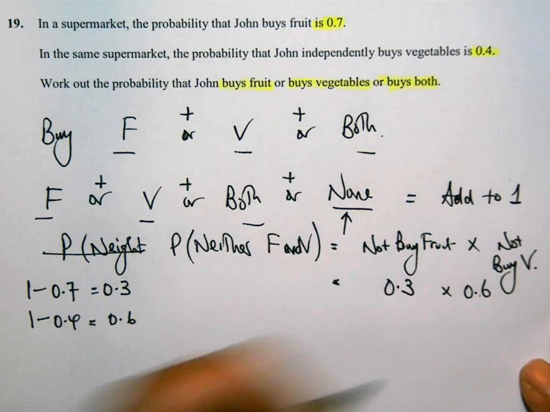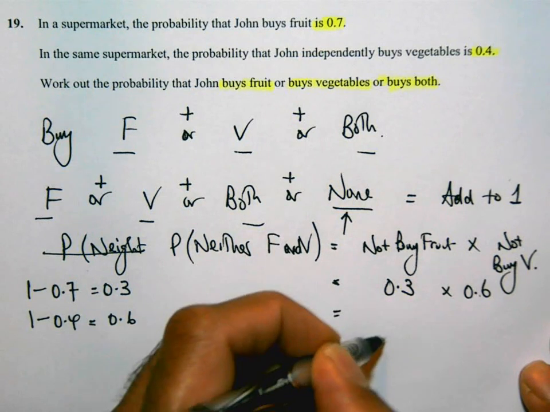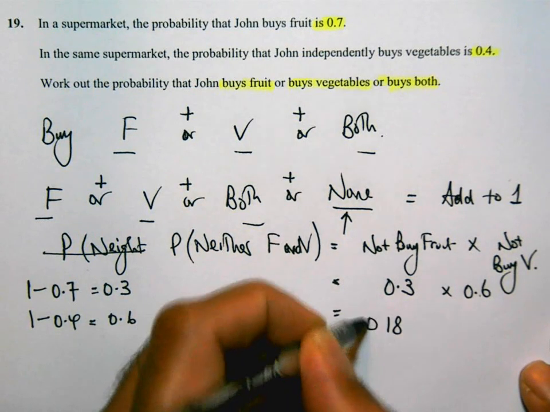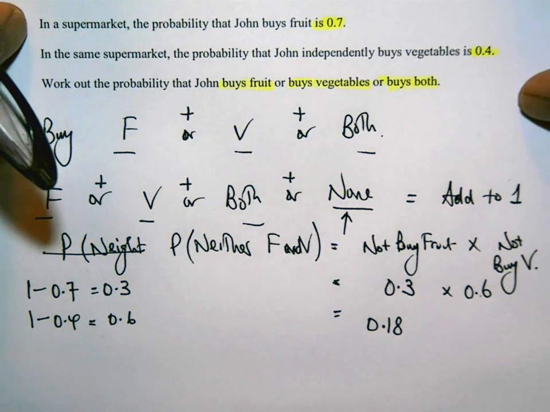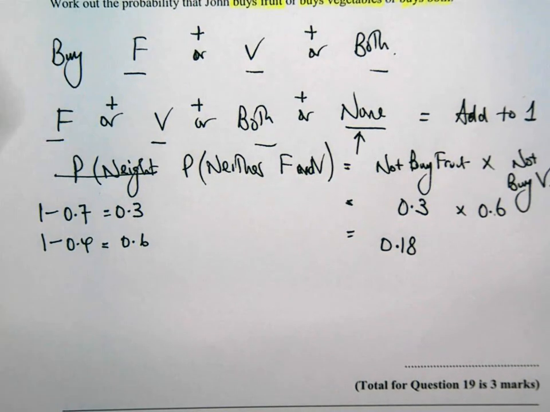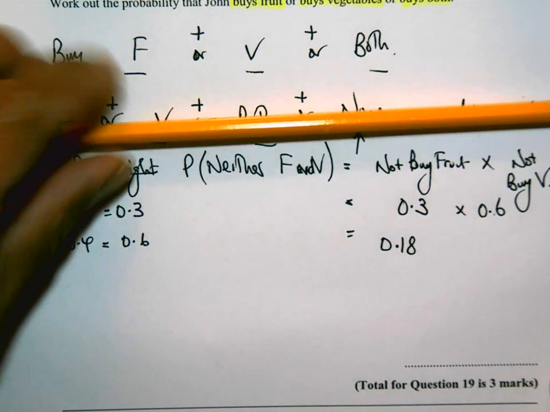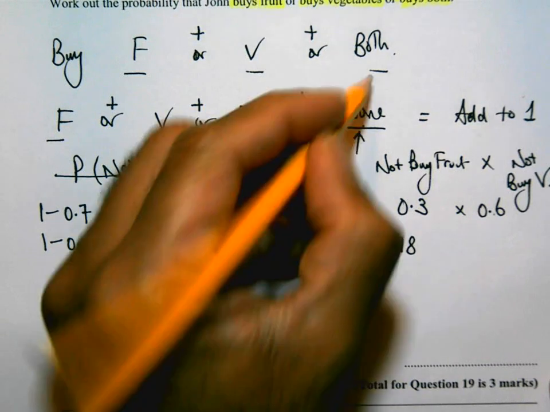If you times these together, you're going to get 3 times 6 is 18, and 2 decimal places, so it's 0.18. This is the probability of not buying either of those. So if I had to write that somewhere on this line here, that's the probability of buying none or neither, so that's 0.18.